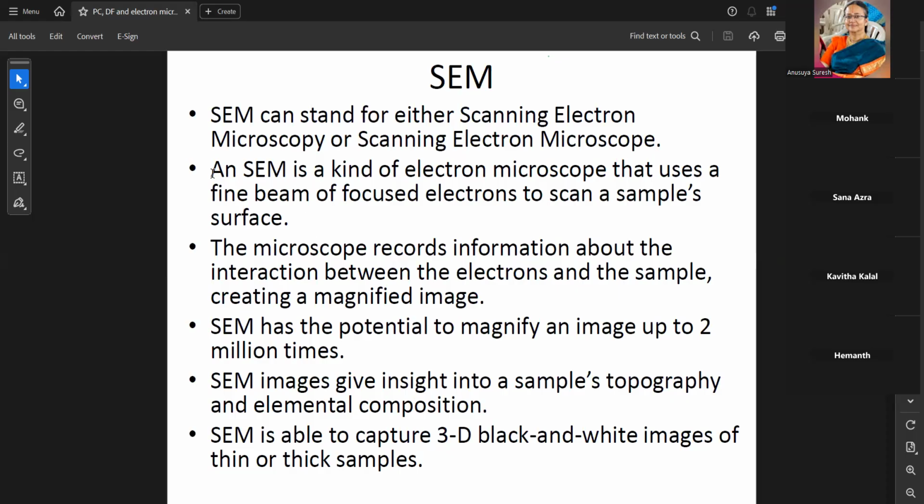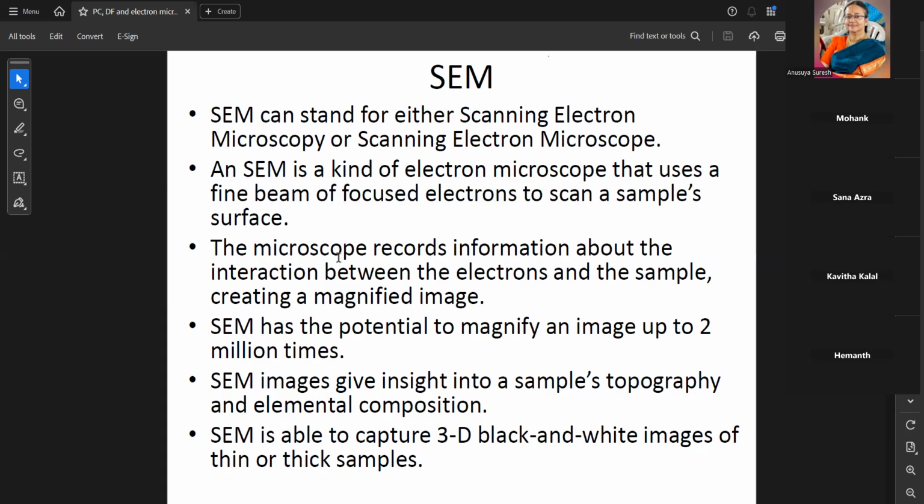So what is this scanning electron microscope? It is a kind of electron microscope which uses a fine beam of focused electrons to scan the surface of the sample. That is what we need to pay attention to. Whether it is SEM or TEM, there is a beam of focused electrons which we are using. But what is the purpose? In SEM, we are using it to scan the surface of the sample.